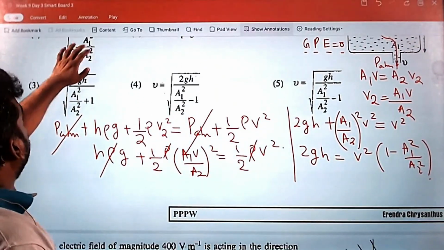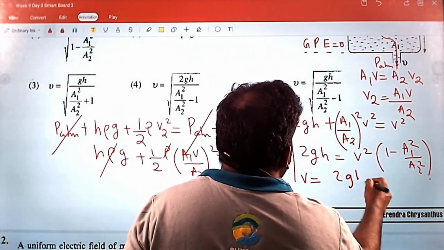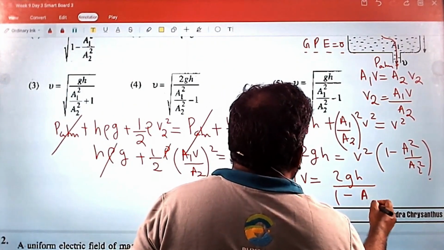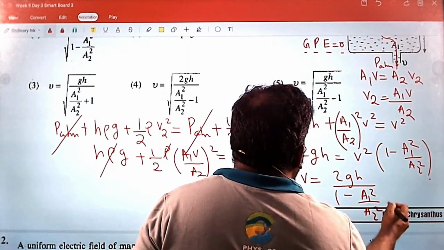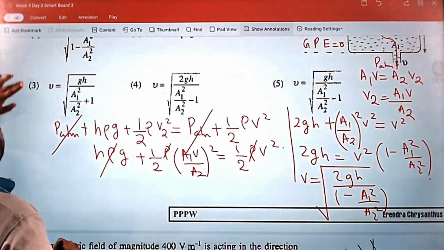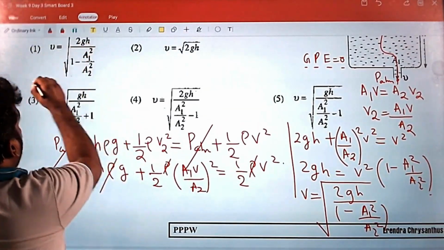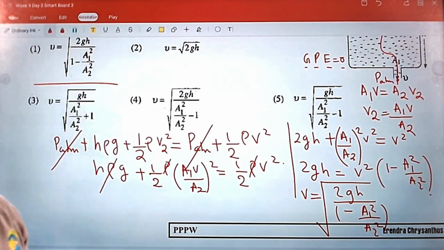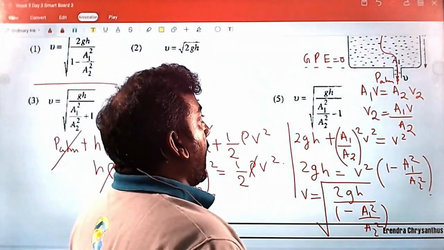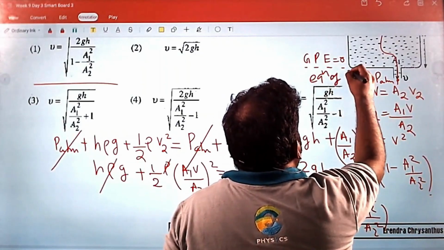Simplify it slightly further. You will get v is equal to the square root of 2gh divided by 1 minus A1 squared over A2 squared. Well, this is given to us by answer number 1. That's the working. So you cannot ignore the level drop. So here, equation of continuity.